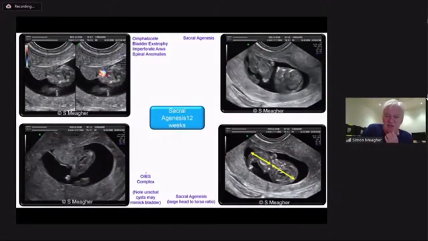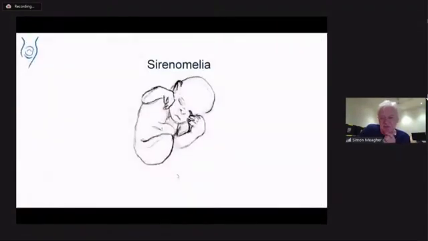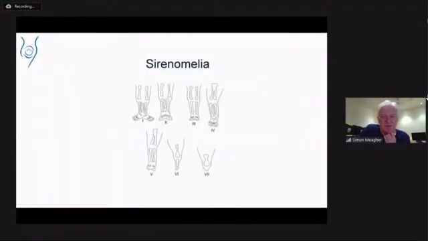Then there's sacral agenesis. If you see that the torso looks approximately the same size as the fetal head, that'll be one of the additional clues for sacral agenesis. Not uncommonly, this is seen in insulin-dependent diabetics. I'll finish with the last case. It's sirenomelia, which you may pick up in the first trimester of pregnancy.